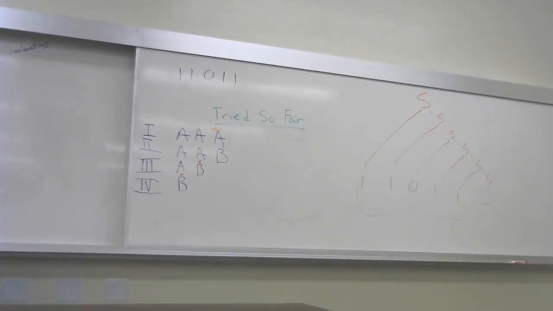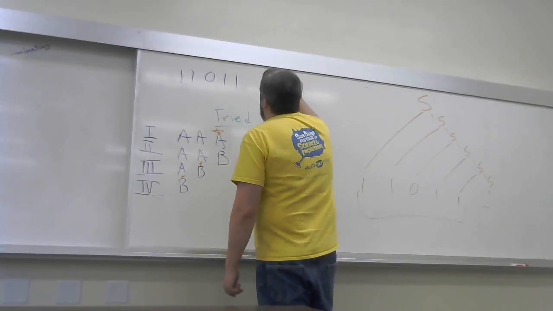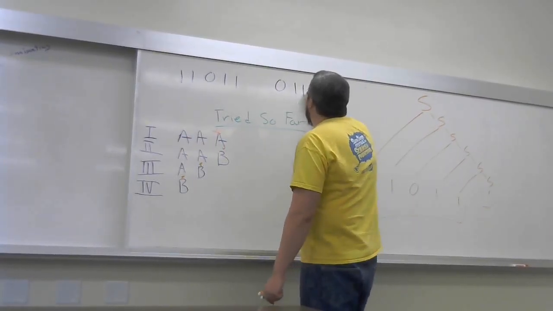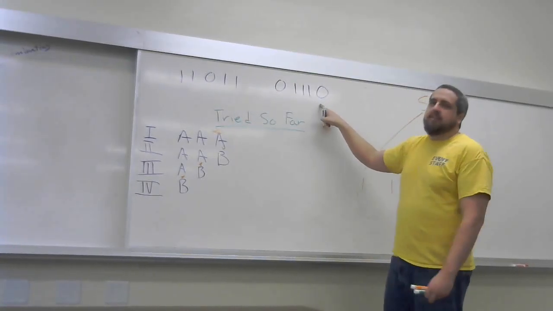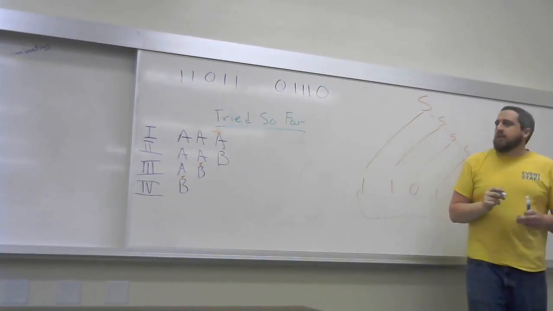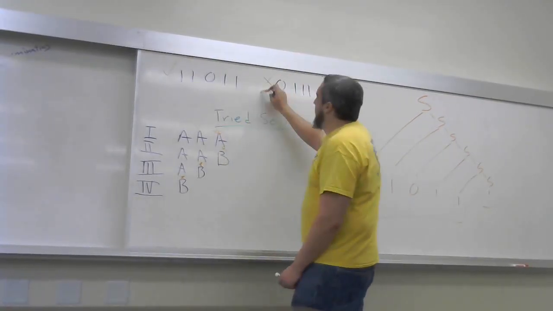So this doesn't generate that sentence. Can you come up with a rule, or a set of rules, that will generate this sentence but does not generate that sentence? So it generates this sentence, but does not generate this sentence. So yes on this one, no on this one.